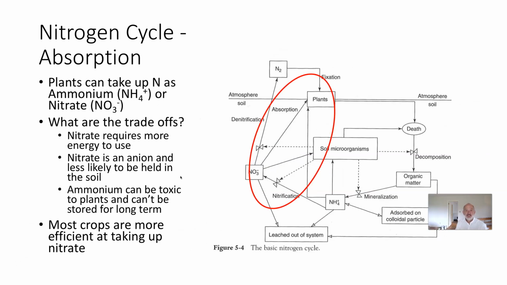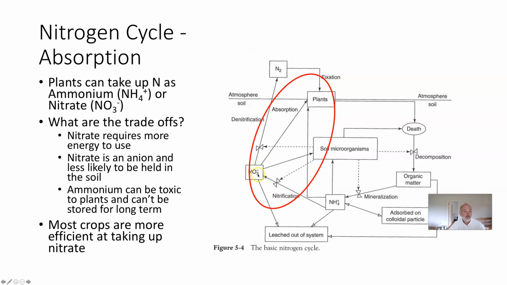Okay. All right. So the next part, which we've talked a little bit about, is the process of absorption, right? So plants can take up nitrogen as ammonium or as nitrates. There's trade-offs though, depending on what they do. So if plants take up nitrate, it requires more energy to use. It's an anion, so it's a negatively charged particle, and it's less likely to be held in the soil. So nitrate is more likely to be dissolved into the soil solution and leached away, right?